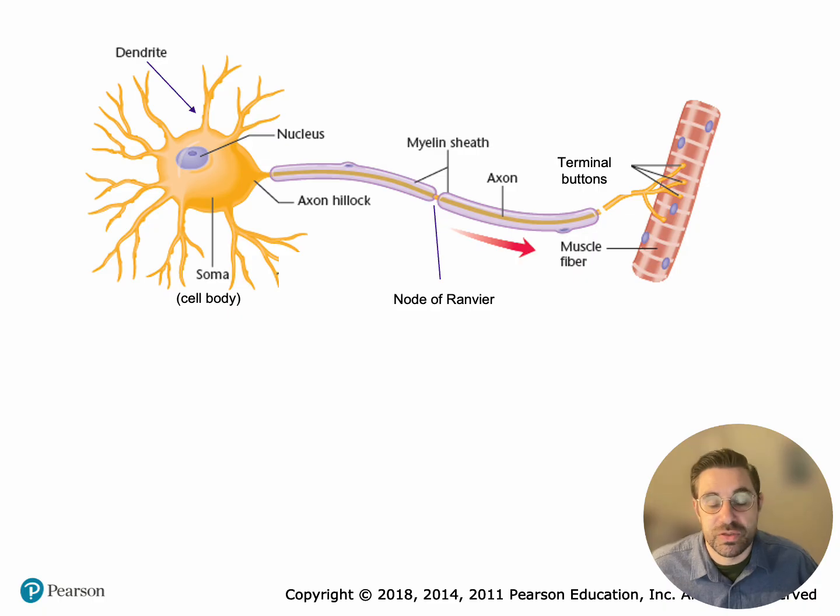Okay, so you should be familiar with these parts of the neuron. You may be asked to look at a picture, and if this is option A, label that what it is.